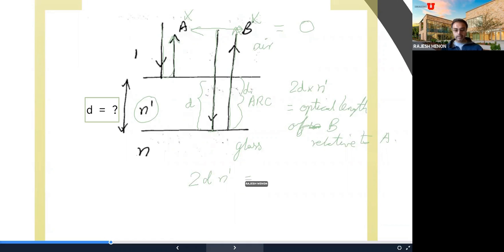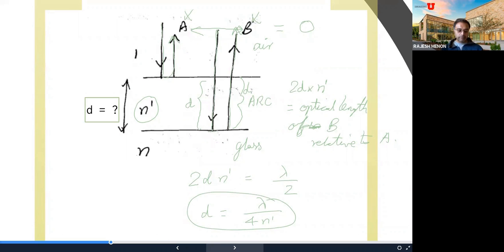Prime, I want to make that equal to lambda over 2. If I do that, then the rays A and B will be phase shifted by lambda over 2, and they will cancel each other. So all I have to do is put a material of thickness d given by lambda over 4 times n prime. That's my answer. Okay, relatively easy, simple to think about.